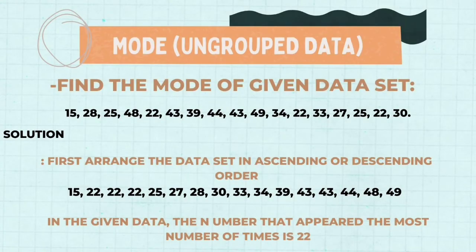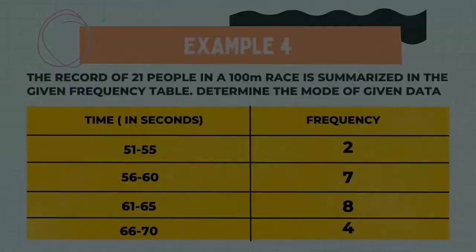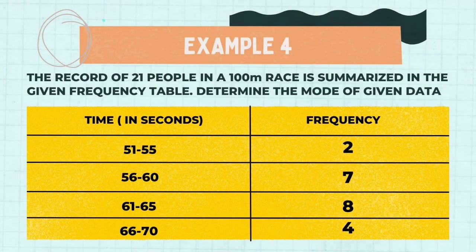So let us take this example. To find the mode of the given data set, first we have to arrange the data set in ascending or descending order. Next we have to determine the number that appeared the most number of times. Example number 6. So let us try solving for the mode of data. The record of 21 people in a 100-meter race is summarized in the given frequency table. Determine the mode of the given data.